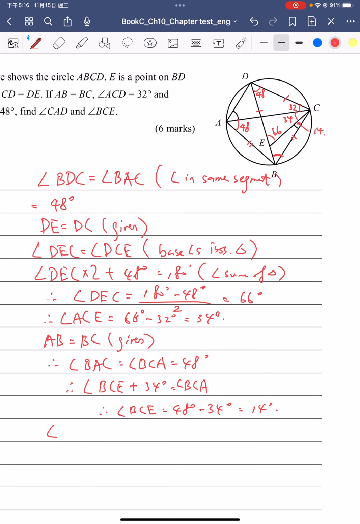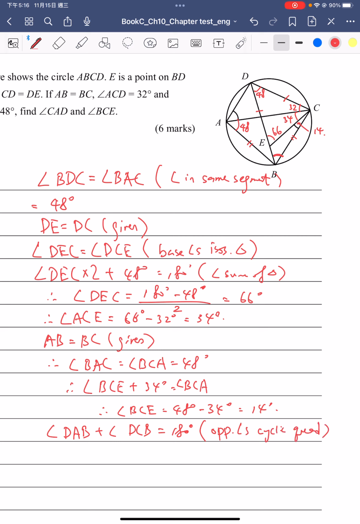We have the angle of DAB plus the angle of DCB, which is equal to 180 degrees. By using the what? Because these 4 points are on the circumference, then we can say this is the cyclic quadrilateral. Then the opposite angle in the cyclic quadrilateral adding up is equal to 180 degrees. So we can write it down, the opposite angles cyclic quadrilateral.